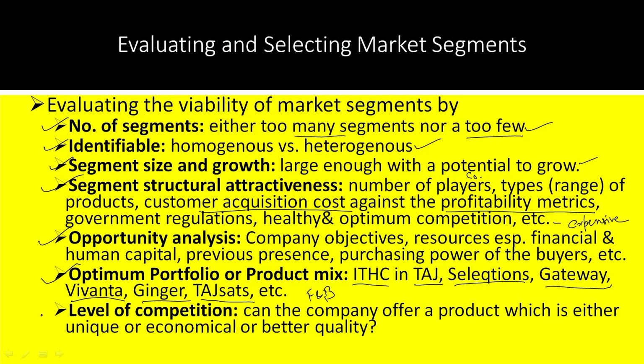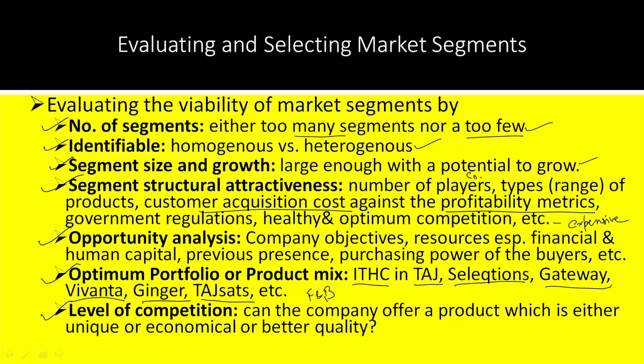Now next, what the company needs to check is the level of competition. Can the company offer a product which is either unique, or economical, or of better quality? It means the competition already exists. Initially, I told you about the number of players in structural attractiveness. Finding one such market segment where the level of competition is low or negligible is, nowadays, a very, very difficult process. More or less, we can say it's almost impossible.